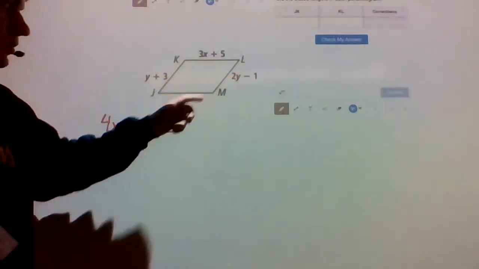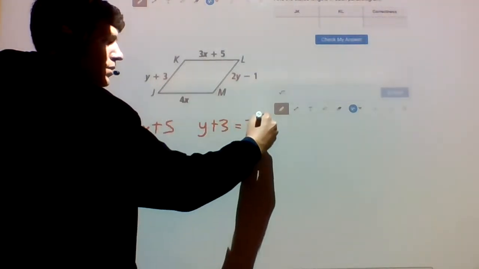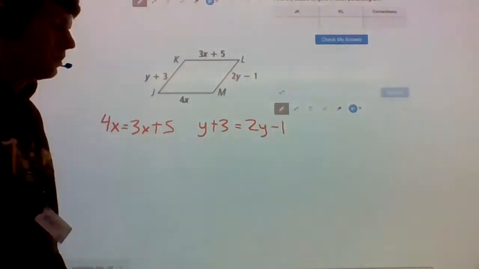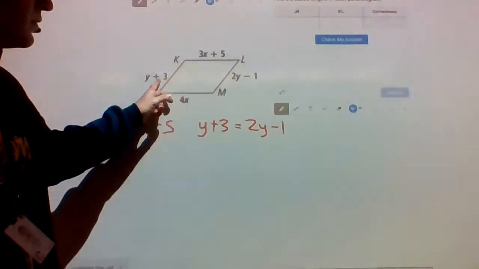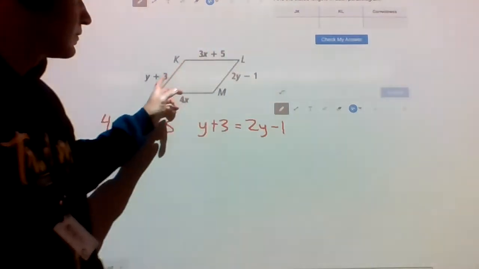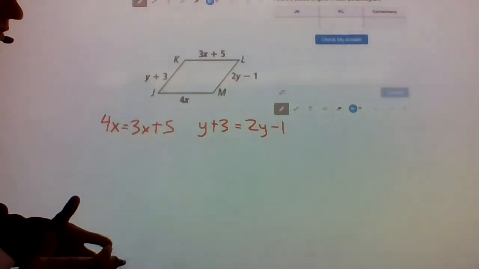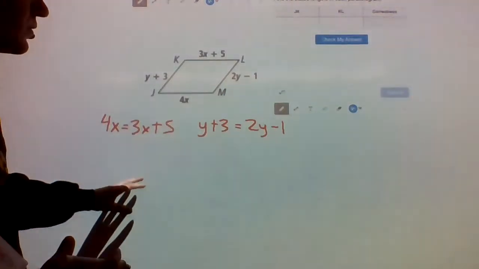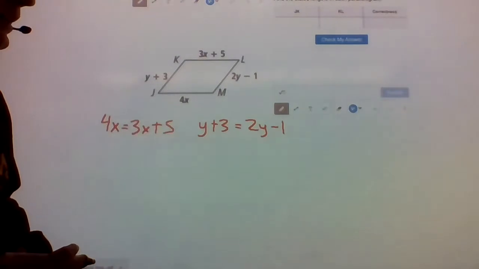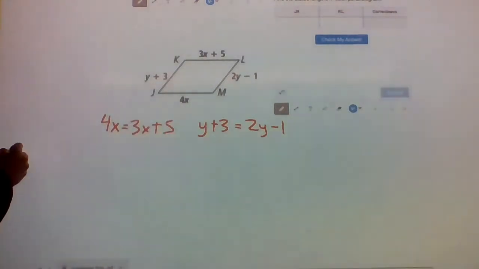And then the other equation you're going to have is y plus 3 equals 2y minus 1. You can solve this equation for y as well, substitute it back in, and you're looking for JK. So that one you're just setting opposite sides equal to each other, solving the equations, and substituting the answers back in to find the lengths of JK and KL.